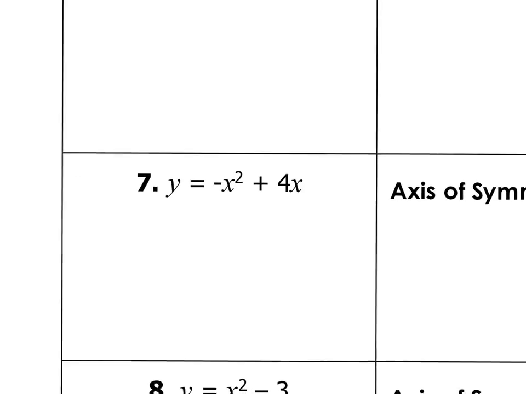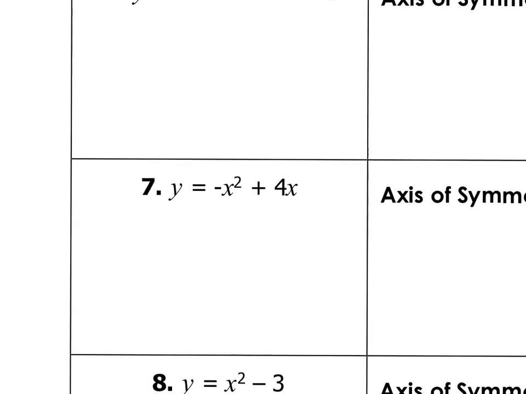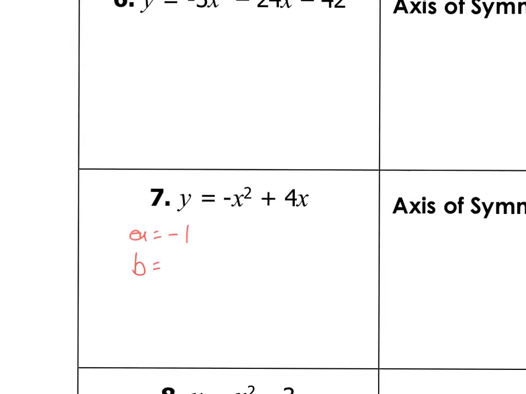Do 7, 8, and 9. See if I can do that in 20 minutes. All right, so 7. Label everything. You have your A, which is negative 1. That right there should tell you it's going to be open down, so our vertex is going to be a maximum. B, which is 4. C, which is 0.